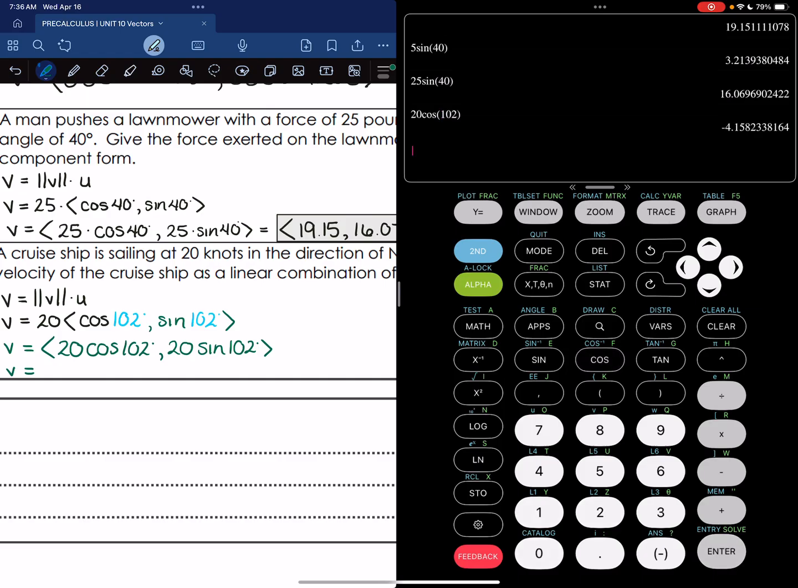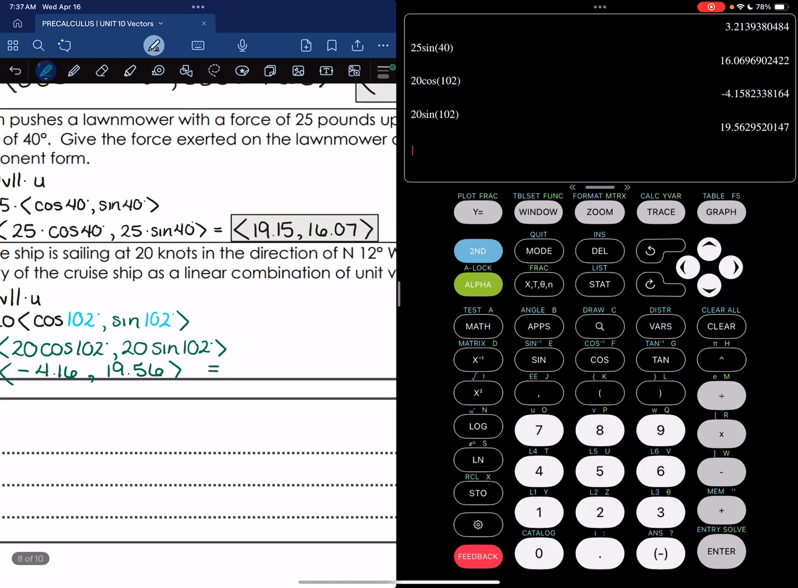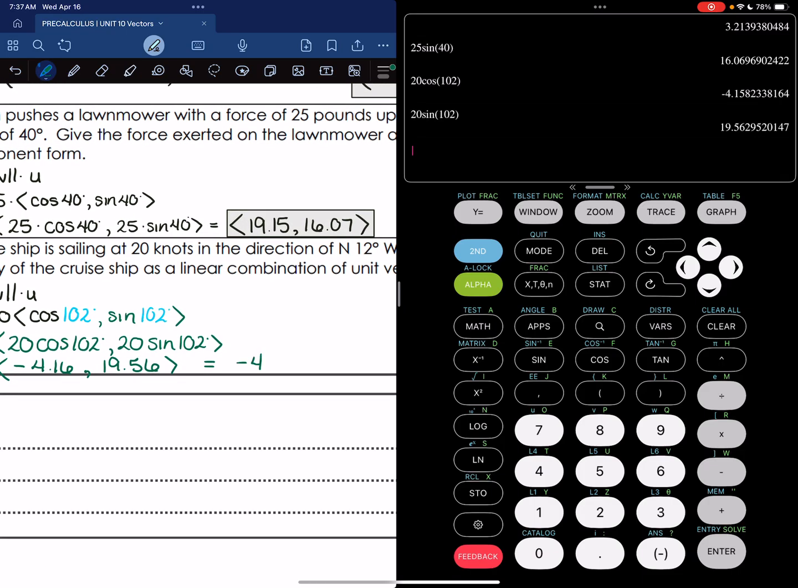That is negative 4.16 and positive 19.56. But what we want to do is write this as the linear combination of the vectors i and j, and so that would be to write it as negative 4.16 times vector i, and add to that 19.56 times vector j.